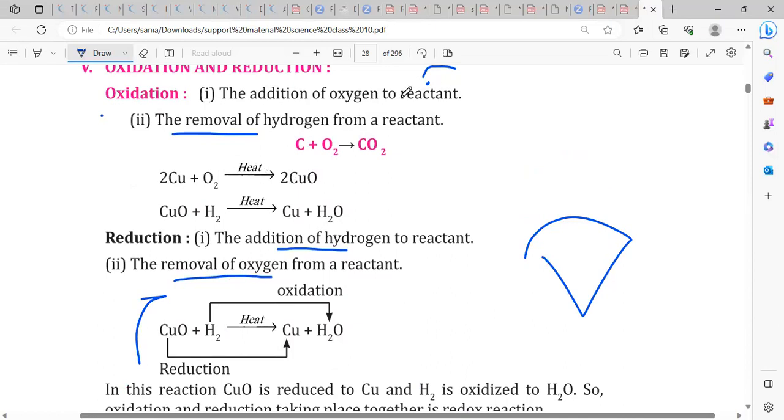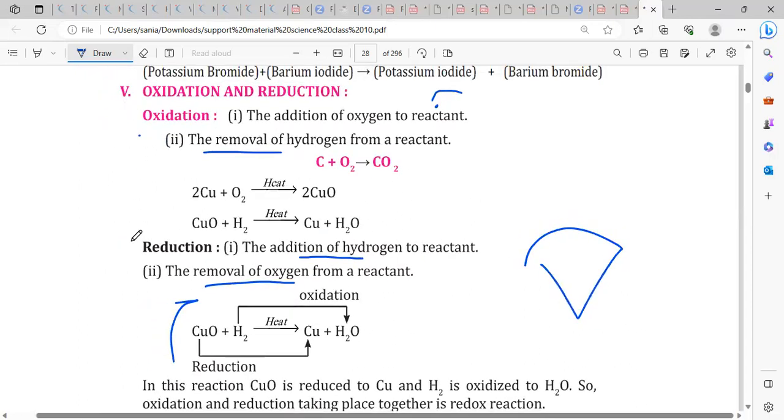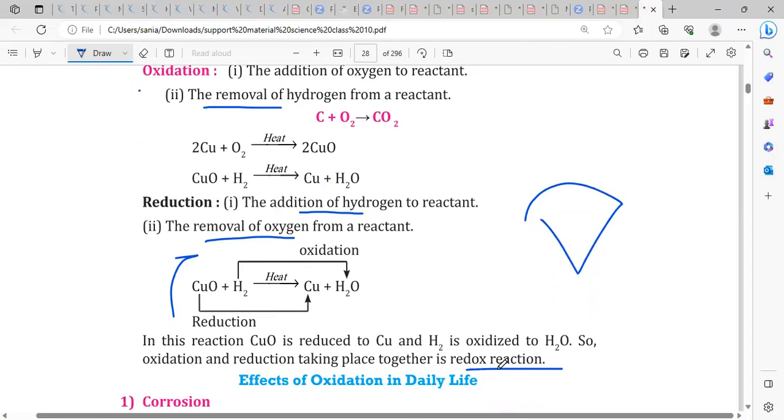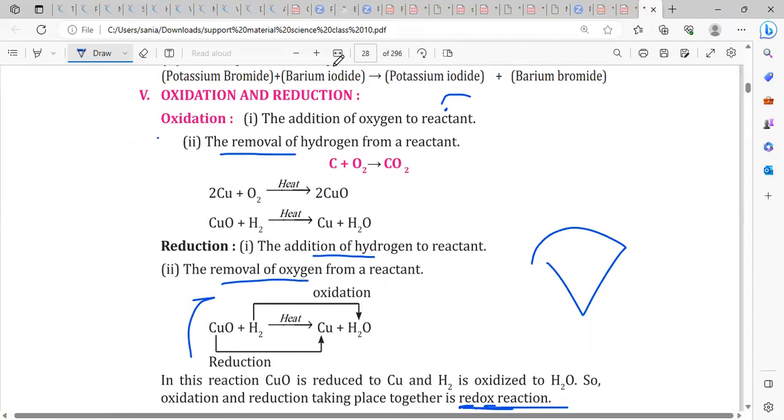Whenever you get the word oxidation, just think oxidation means adding of oxygen and removing of hydrogen. And reduction means adding of hydrogen and removing of oxygen. And when both oxidation and reduction are happening, that is a redox reaction. See, RED for reduction and OX for oxidation, so combined it is redox. Got it. You will quickly write everything down.